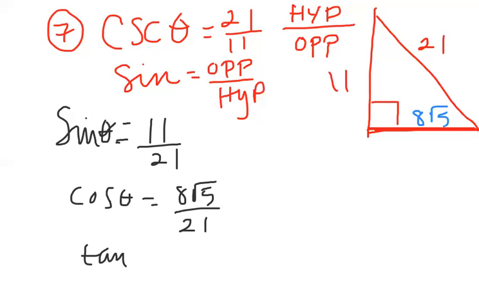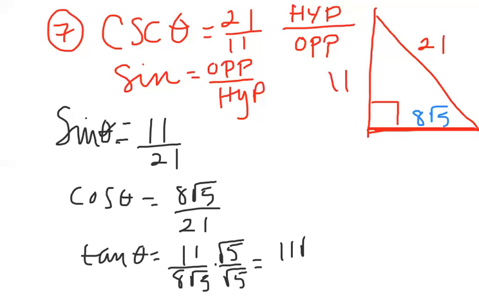Tangent of the angle is going to be the opposite, 11 over 8 radical 5. But you got to simplify this, guys. You rationalize the denominator. So you're going to multiply both the numerator and denominator by radical 5. So you get 11 radical 5 over 8 times 5. And 8 times 5 is 40. All right. So we got those three.